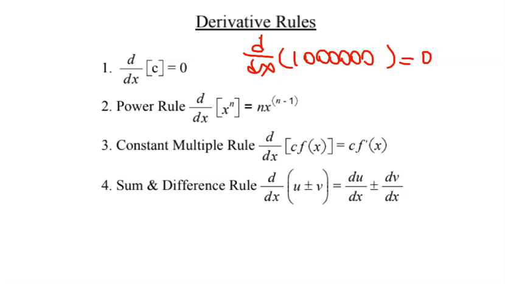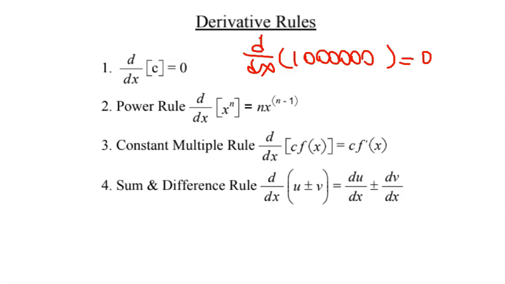And the second rule, which we're going to make great use of, is the power rule. It says d over dx, x to the power of n, is equal to n times x to the power of n minus 1, which means you take this n down and put it out front of x, and you decrease the degree of x by 1.